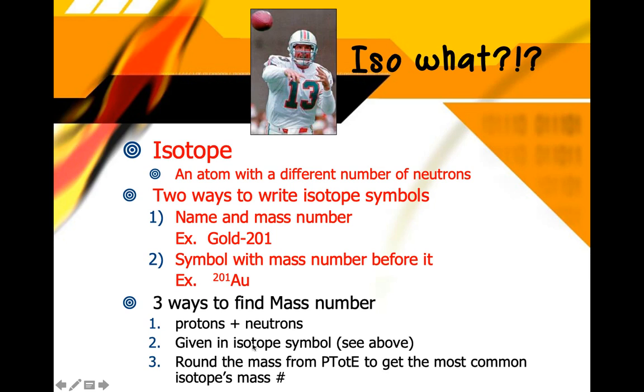Now, the third option is that if you're trying to predict the mass number, you look at the periodic table and you look at the mass or the atomic weight, and you get the most common isotope's mass number. So, for example, hydrogen's atomic weight or atomic mass is 1.01. If you round that to the nearest whole number, it rounds to 1. So hydrogen's mass number is 1. That's it. If you look at boron, the atomic weight or atomic mass is 10.81. If you round that to the nearest whole number, that would be 11. So boron's most common isotope's mass number would be 11.